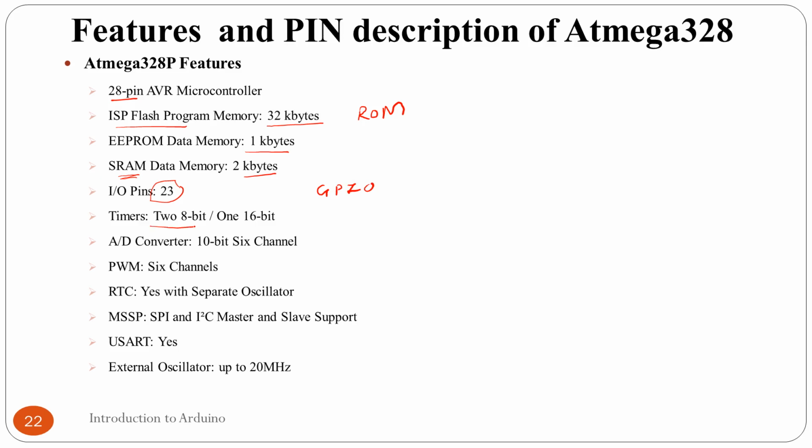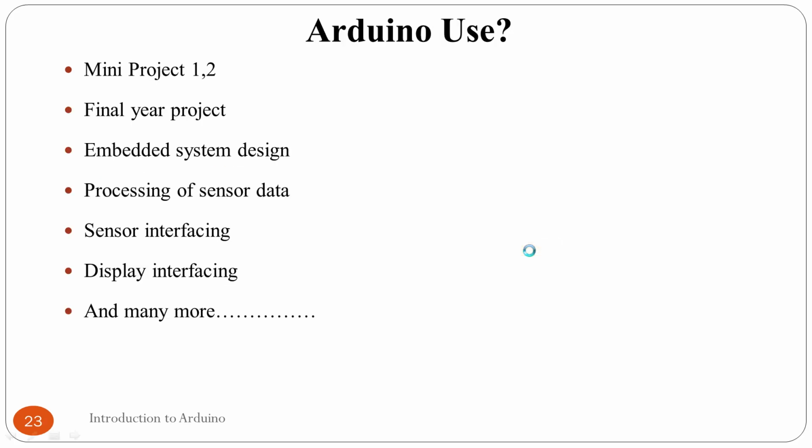Then we have two 8-bit timers and one 16-bit timer. We have an AD converter, that is an analog to digital converter. It is a 10-bit 6-channel ADC. 6-channel means we have 6 pins for connecting analog signals. Then we have PWM concepts, the real-time clock concept, then UART, then an external oscillator up to 20 megahertz. So these are a few features of this Atmega 328 microcontroller.